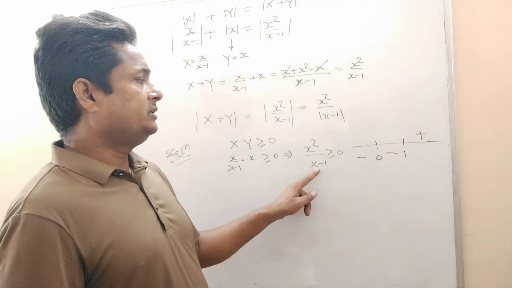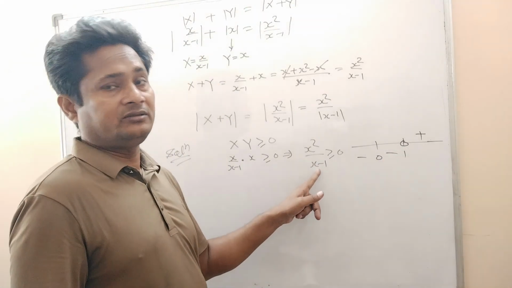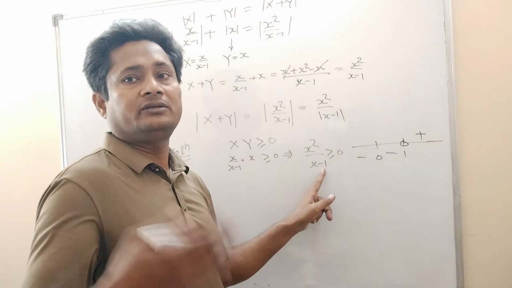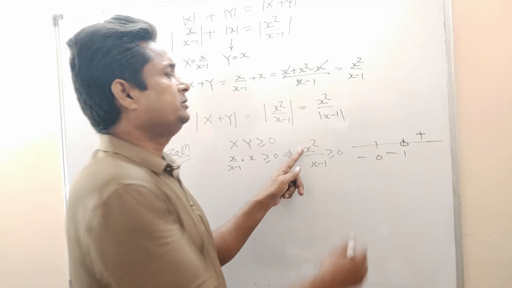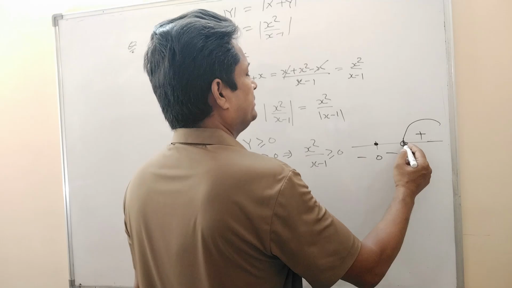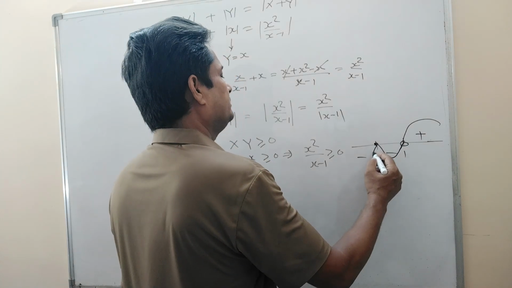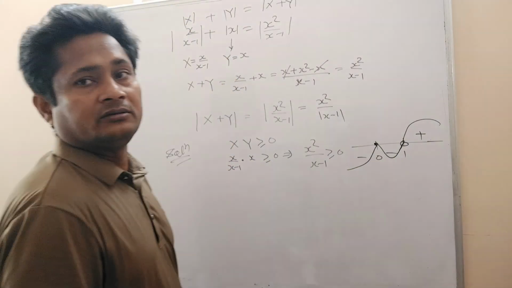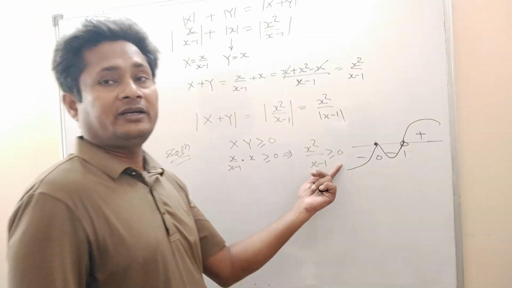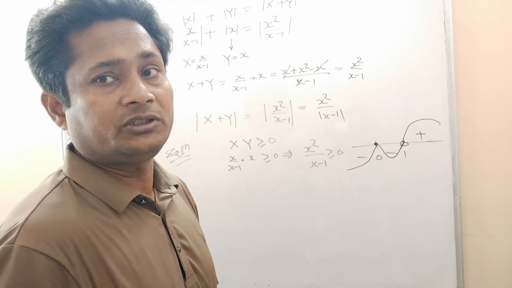And of both roots, one will not satisfy because it is in the denominator. If you put x equal to 1, it will be an undefined number. But 0 will satisfy here. So the sign will be like this. So we have to collect what? Greater than or equal to 0. Greater than or equal to 0 means positive interval.